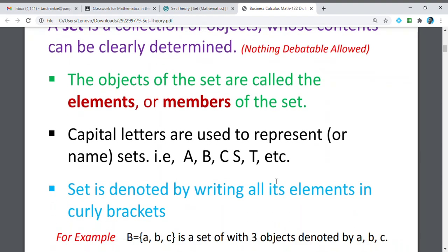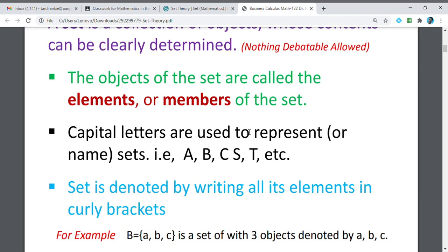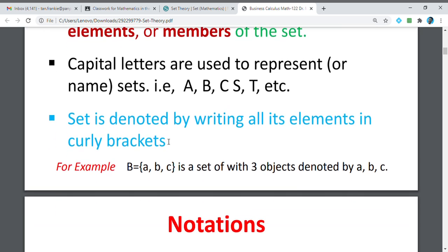So here in a set, we have the elements. The elements or members are known to be the objects of the set. And we are using capital letters to denote a set. So here, for example, we have set B. This is an example of a set wherein it has three elements. The elements are A, B, and C.